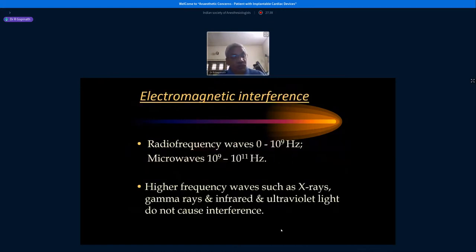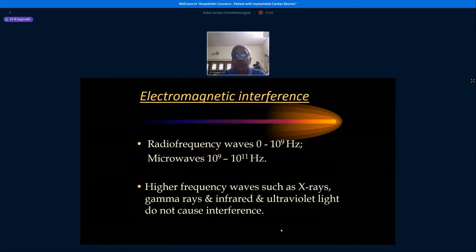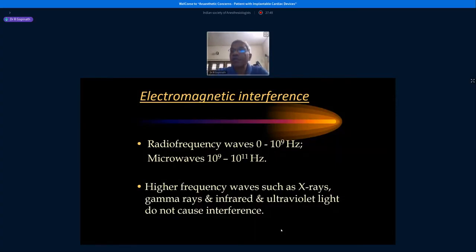So what is important for us to understand is what are the factors which interfere with the function of this device. And most of the time it is electromagnetic interference. So we have cell phones in the hospital, which we carry, once it rings. There are other devices like the electrocautery, and there are so many other such electromagnetic sources within the hospital.